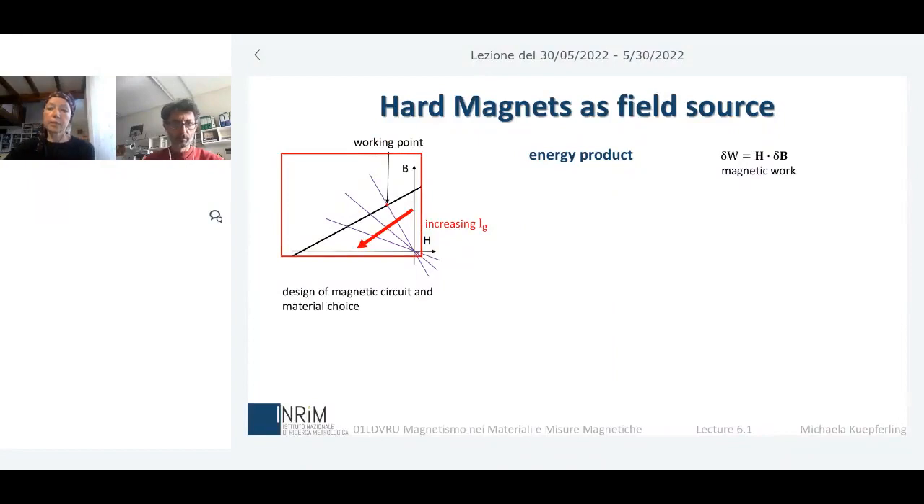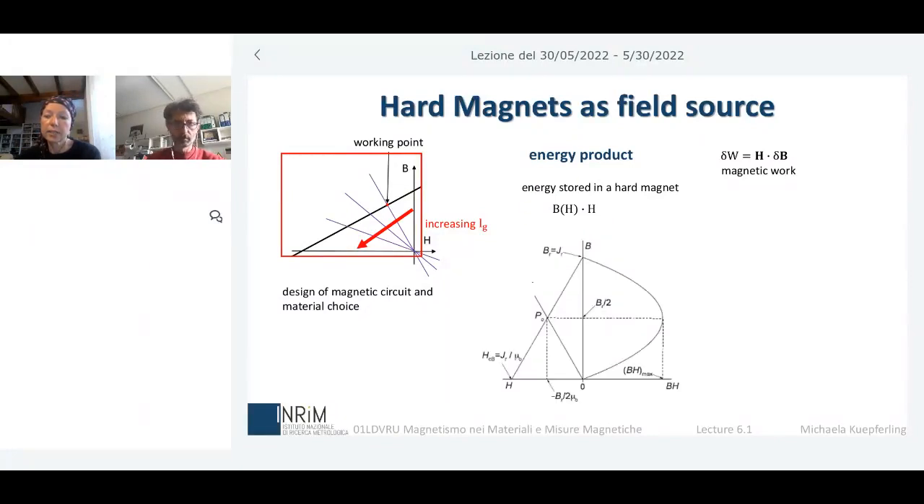Another thing that we have to consider when we want to design this magnetic circuit and the application where we use our hard magnetic material as a field source is the energy product. So the energy product, I guess you studied already a lot in the lectures, especially of Vittoria, and you know that the energy stored in a hard magnet we can describe, of course, by this product B times H, where B is a function, of course, of H. And let's plot now this relation here.